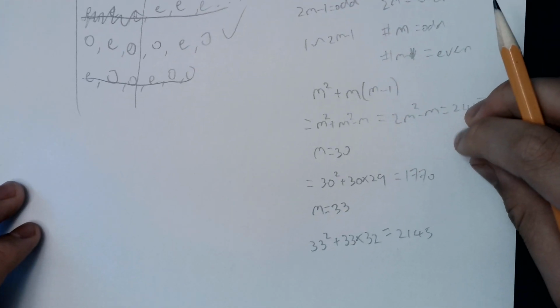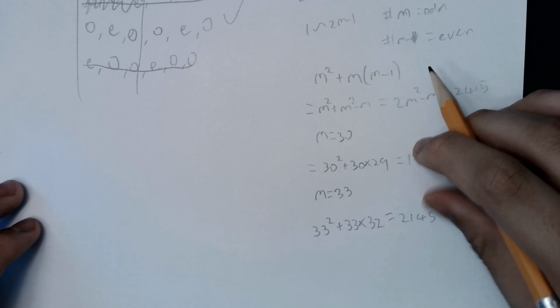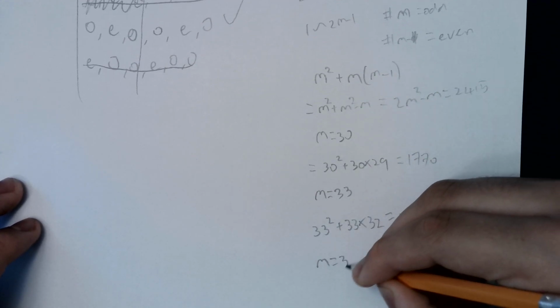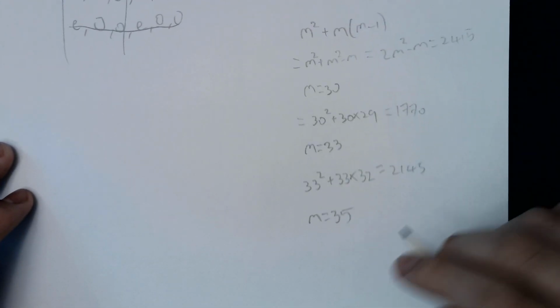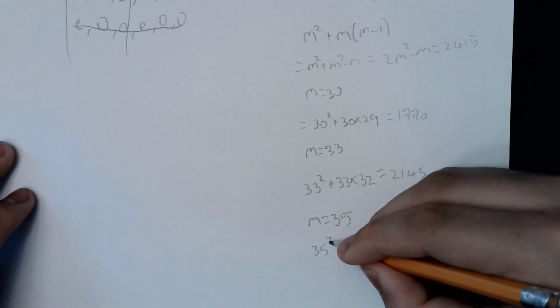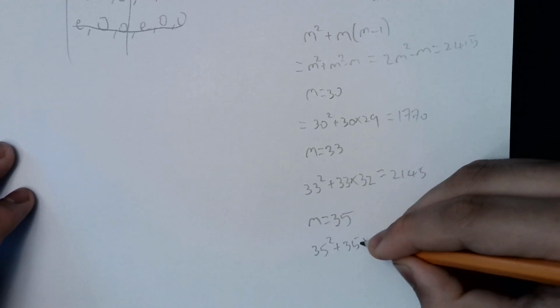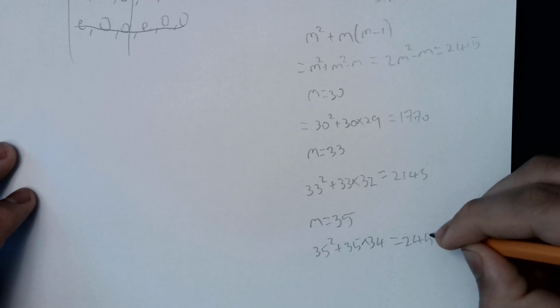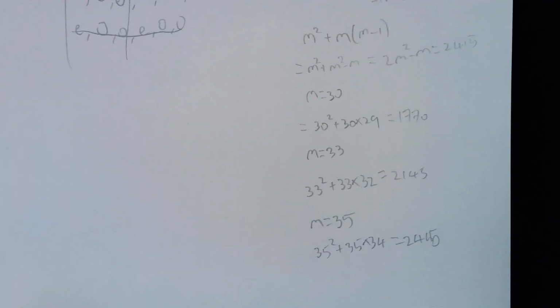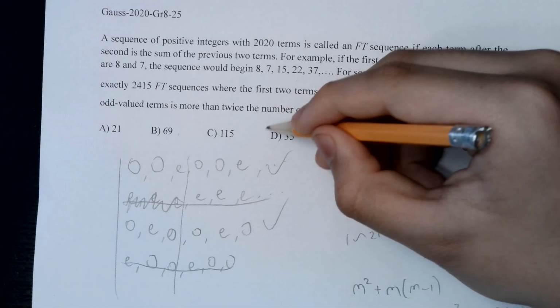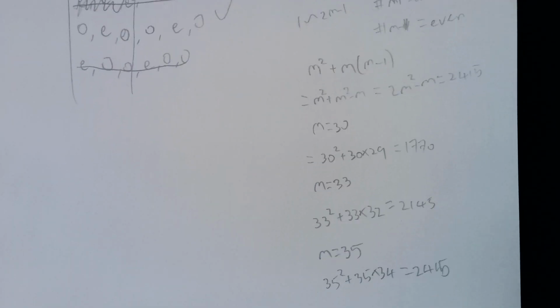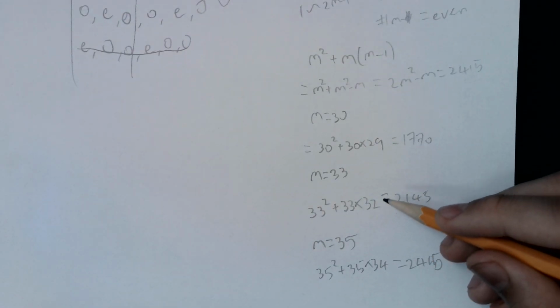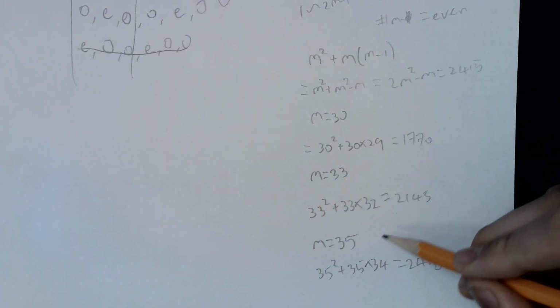Sorry. So this means that we just need to keep on adding more, and then we can see that when m is going to equal 35, this is going to be the perfect number that we need. So 35 squared plus 35 times 34 is going to be equal to 2,415 as required. So this means our answer should be D, 35. So yet again, I'll say this again, it's not equal to 33, I got this messed up. It's actually going to be equal to 35.